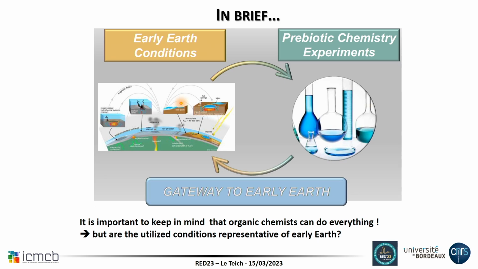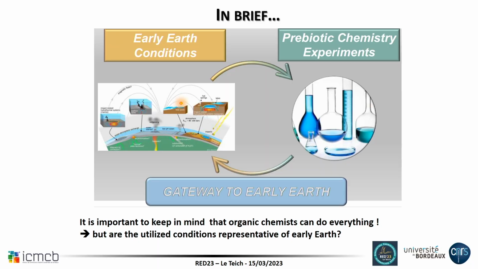Secondly, just to show you that this definitely works, it's important to keep in mind that organic chemists can do whatever they want. No, but seriously, you say, can you make this? Sure. I'm going to use 5 kilograms of platinum, UV, blah. So is it really representative of early Earth conditions? If you want to work on this type of system, it's important to consider this.